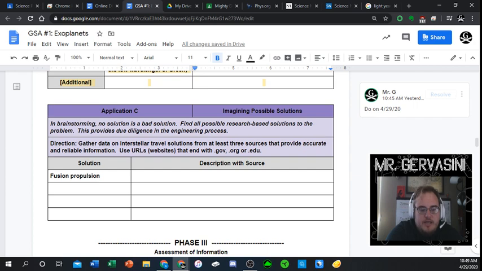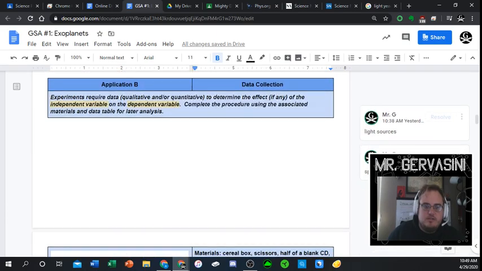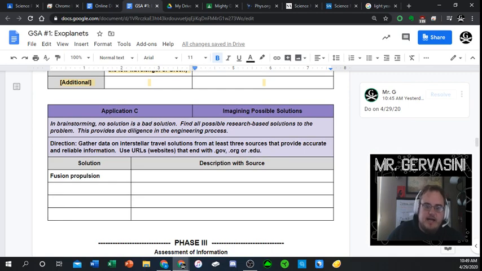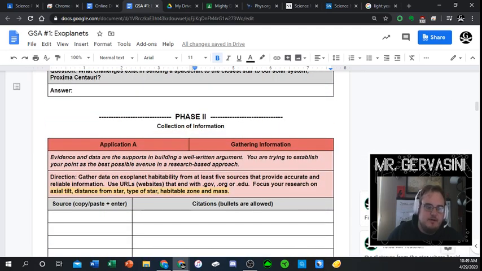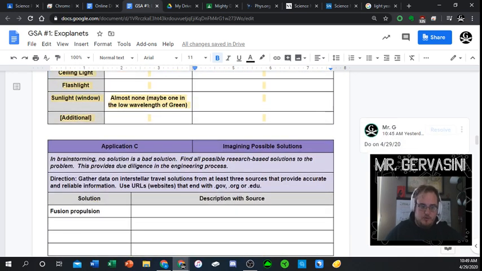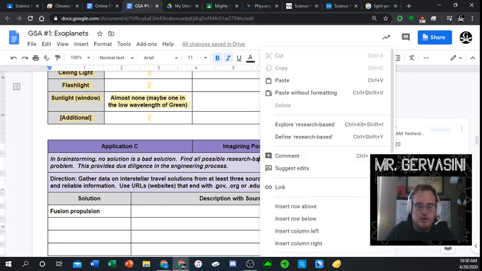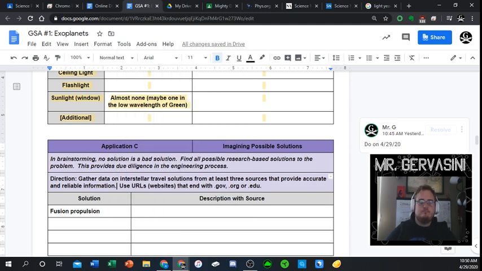So that's all you have to do, phase 2, your table for phase 2. Again, if you're not doing the table, delete the table and get it out of there. If I'm doing app A, delete this one, delete that one, leave the red table there. If I'm doing app C, get rid of the red one, get rid of the blue one, only have the purple one. So you end up customizing your assignment. All right? How do you delete a table? 2-finger click anywhere on the table, and there will be a delete table option. Okay?